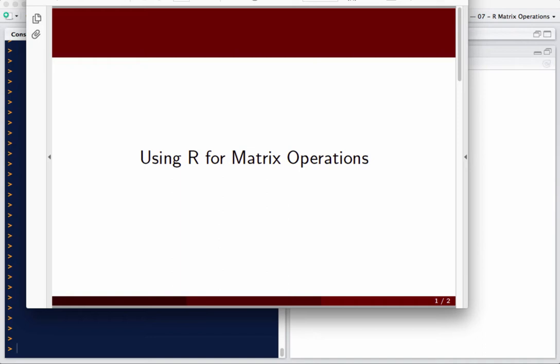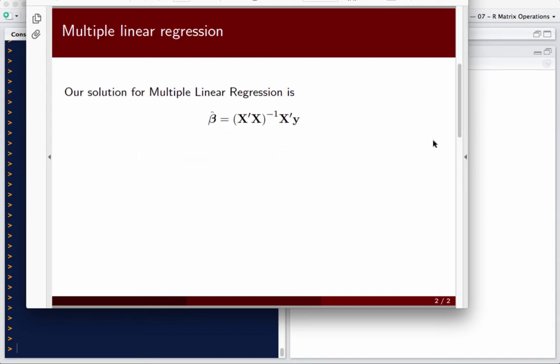Today we're going to take a little diversion into using R to perform some matrix operations. You may be familiar with using MATLAB to do matrix operations. R has similar functionality, and when you're doing regression there's a lot that we do that uses matrix operations. Most famously would be how we compute our vector of regression coefficients in multiple linear regression, (X'X) inverse X'y.